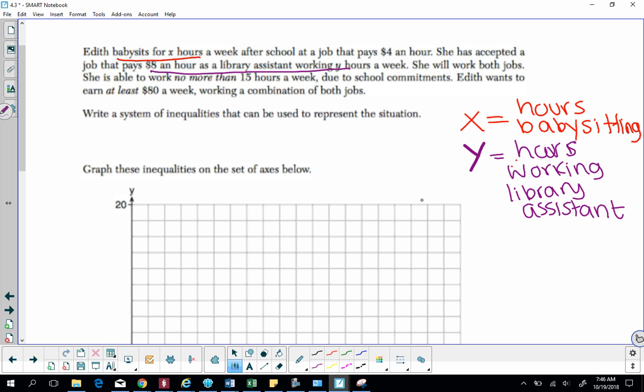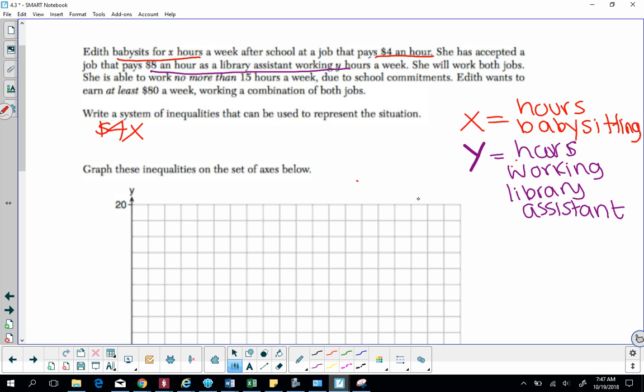Cool. Second thing you're going to do is recognize money goes with money goes with money. Say it with me. Money goes with money goes with money. Beautiful. So how much money do they earn an hour for babysitting? 4, right? And so I know I'm going to start with my money equation. $4 per hour babysitting. So I know I'm starting with money, money, money. $4 an hour of babysitting.